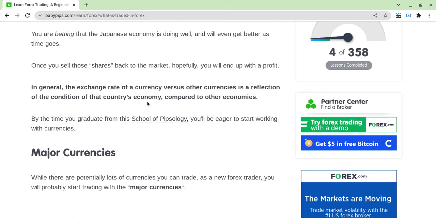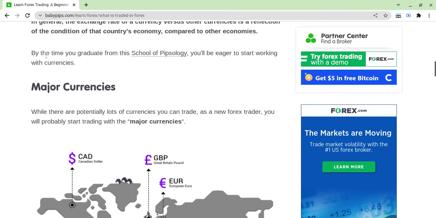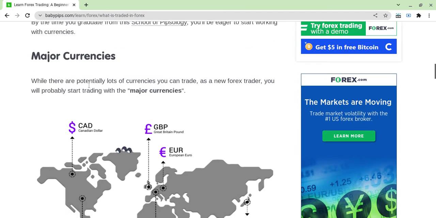So you basically, again, you're exchanging one for the other. So you are comparing one to the other. If you believe it's going to go up, then whatever you're comparing it to, you must believe that one is weaker and it's going to go down. You have to consider the other currency in the pair. You'll understand that more by the time you graduate. You'll be eager to work with them, but you'll also understand.